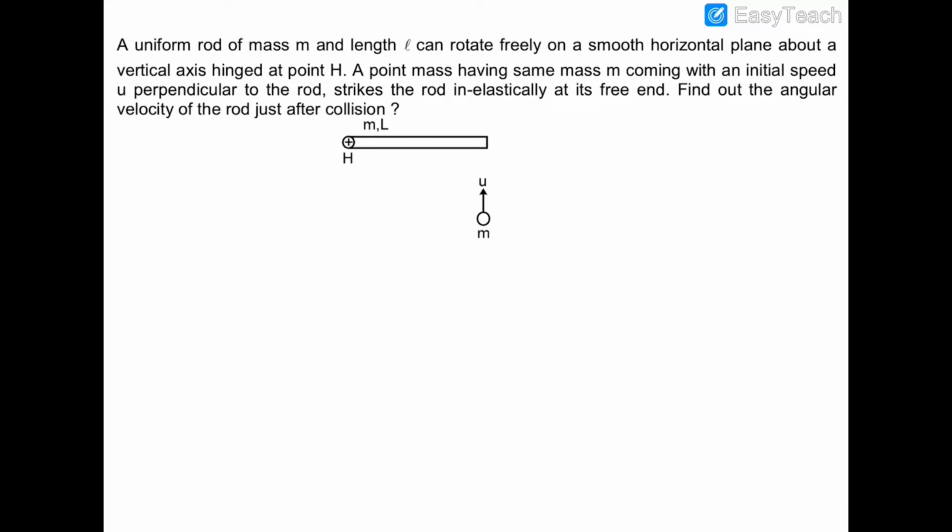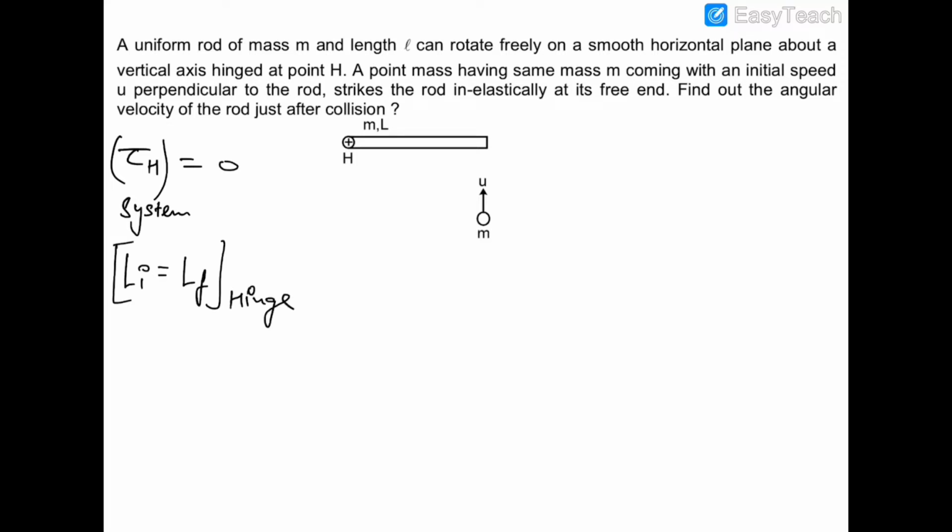Now in these kind of questions, we always know that the torque acting about the hinge on the system is 0, because on the rod the only force which will act will be the hinge force, and the force of the ball will be cancelled out by the reaction force of the rod on the ball. So the net torque acting on the system about the hinge is 0. So the initial and final angular momentum about the hinge will be conserved.